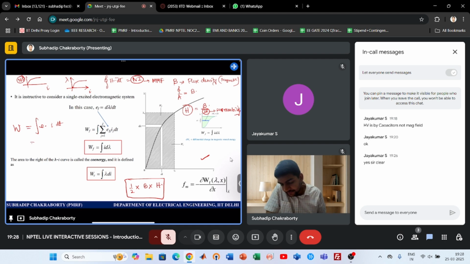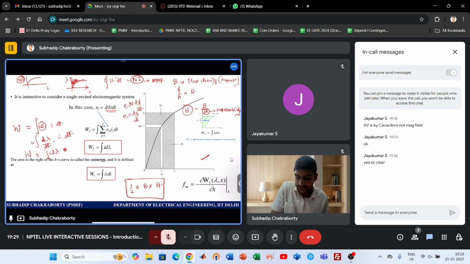So I quantify it by W, and then E is d lambda by dt, because N d phi by dt is nothing but the EMF induced by Lenz's law. So you can just plug everything in. E is d lambda by dt, so d lambda by dt times I times dt. So the integral of I d lambda is nothing but the energy stored. It came from here: take a small lambda and then integrate, and this area under the I versus lambda curve is nothing but the energy stored, right?